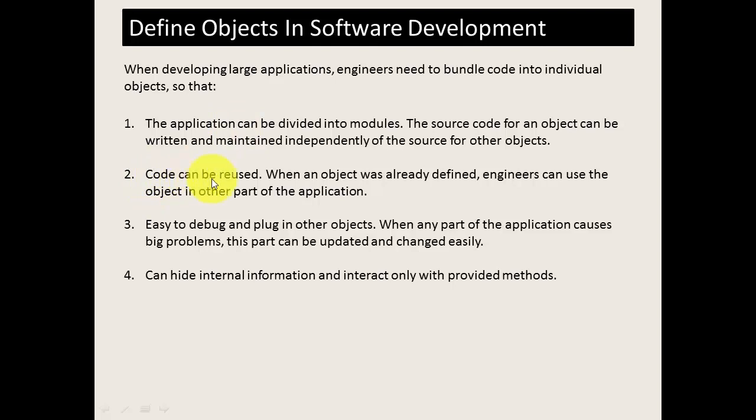Source code can be reused. When an object was already defined, engineers can use the object in other parts of the application. In test automation, we will write reusable functions so the function can be used when necessary.